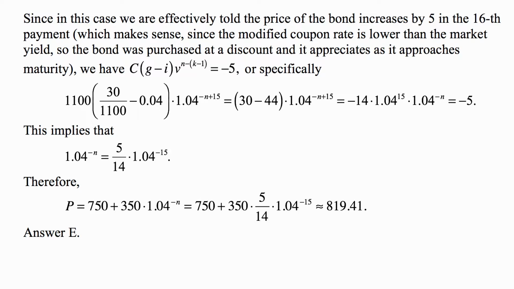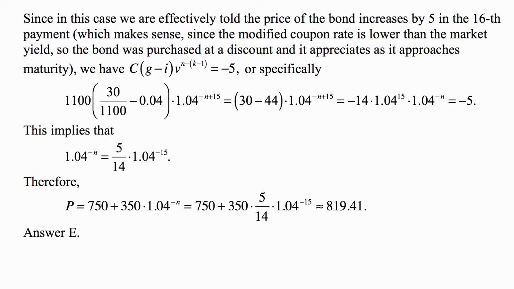But specifically, it's the 16th payment, so we can plug in K being equal to 16, and this becomes 1100 times 30 over 1100, minus 0.04 times 1.04 to the power minus n plus 15. That's equal to negative 5, and we multiply it out and so on, and it becomes negative 14 times 1.04 to the 15th times 1.04 to minus n. That's equal to negative 5, so that we can calculate 1.04 to a minus n is 5 over 14 times 1.04 to a negative 15.